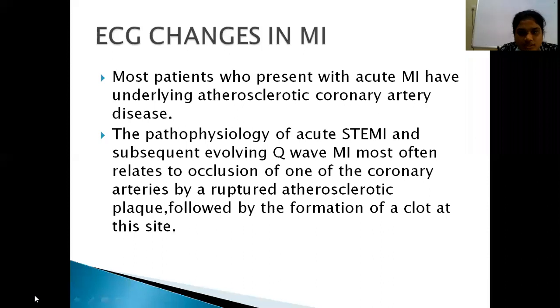So, the ECG changes in myocardial ischemia. Most of the patients who present with acute MI have underlying atherosclerotic coronary artery disease. The pathophysiology of the acute STEMI and the subsequent evolving Q wave MI most often relates to the occlusion of one of the coronary arteries by a ruptured atherosclerotic plaque, followed by the formation of a clot at this site, leading to the blockage of blood to the heart.